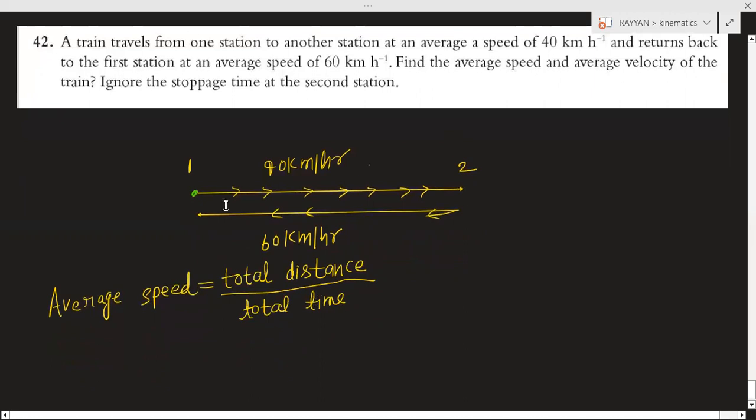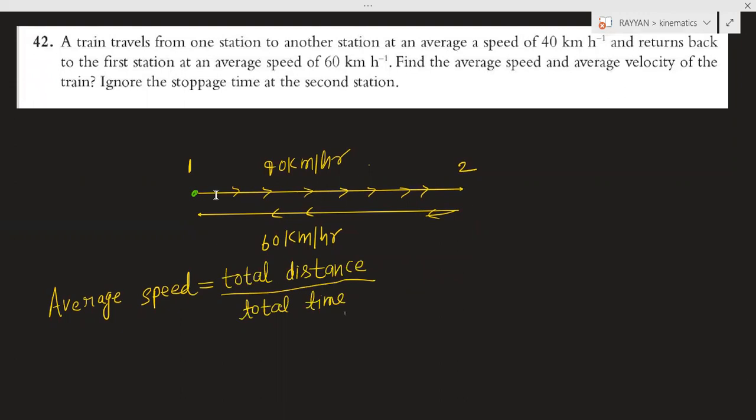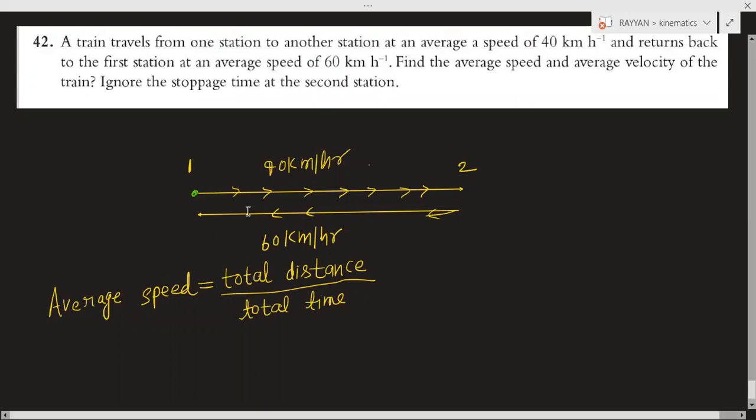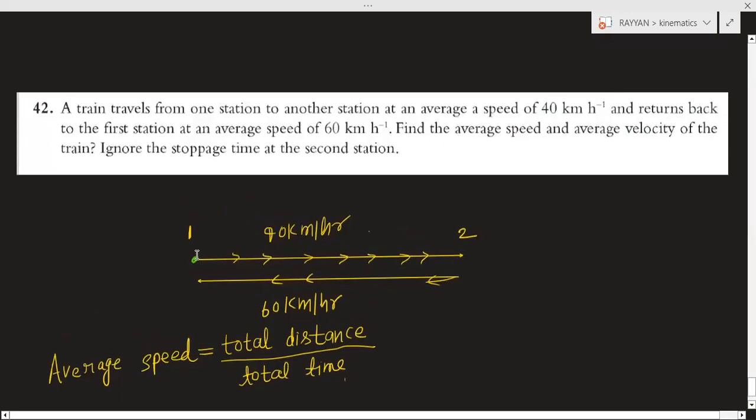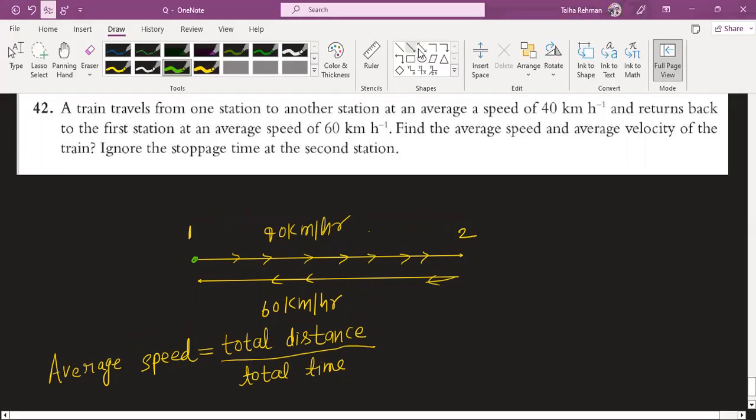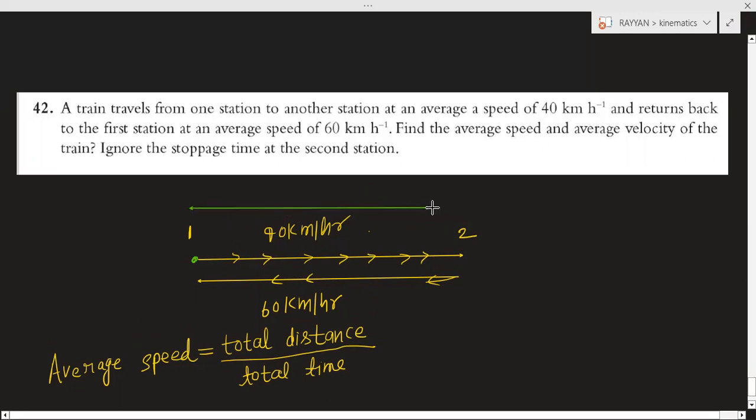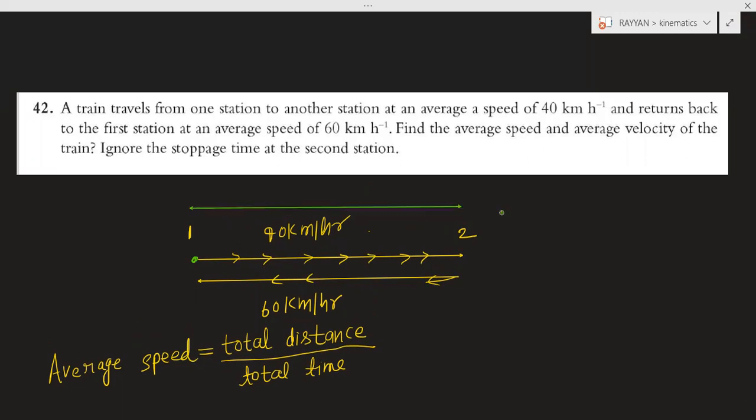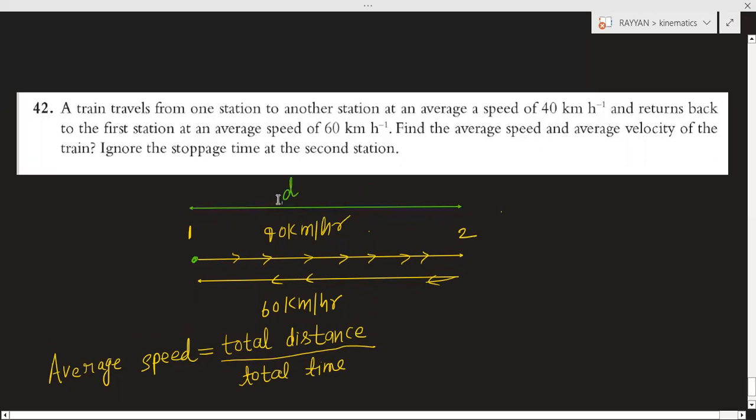So how will we calculate it when we have neither the total distance nor the total time? Suppose the distance between station 1 and station 2 is any distance d. So when the train is moving from one station to the other, it covers the distance d. And when the train is returning from station 2 to 1, how much distance will it cover?